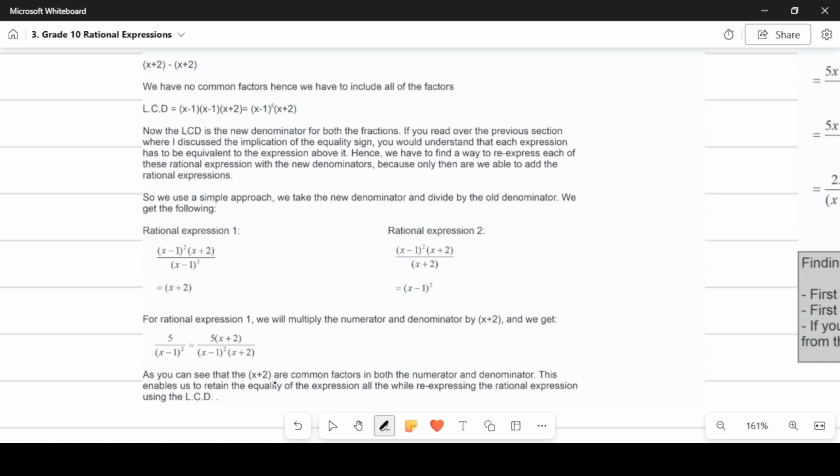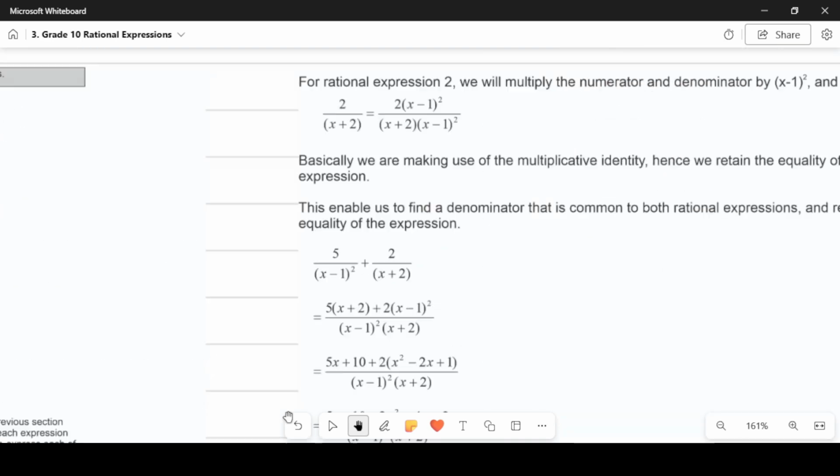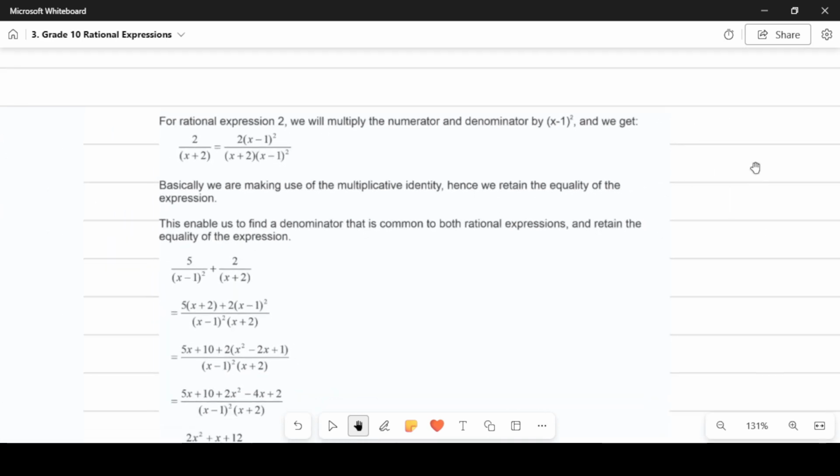As you can see, the x plus 2 are common factors in both the numerator and the denominator. This enables us to retain the equality of the expression, all the while re-expressing the rational expression using the LCD. We do the exact same thing for rational expression number 2. If we multiply by that over that, we get this here as a result.